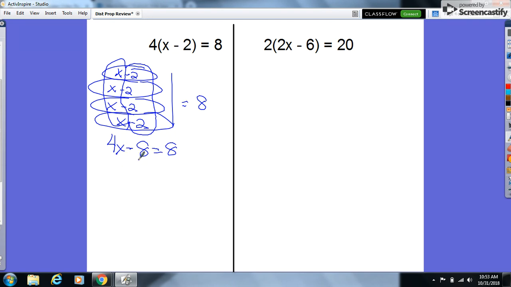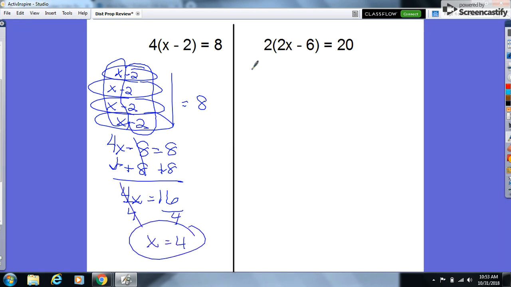To solve this, same way as before, it's showing subtraction. So this time I'm going to add 8 to both sides. So I get 4x equals 16. Divide by 4. X would give me 4.